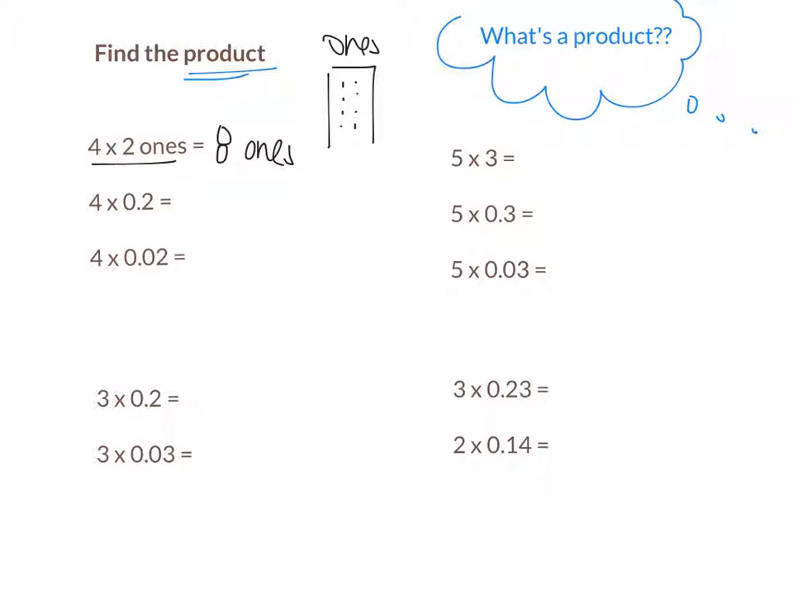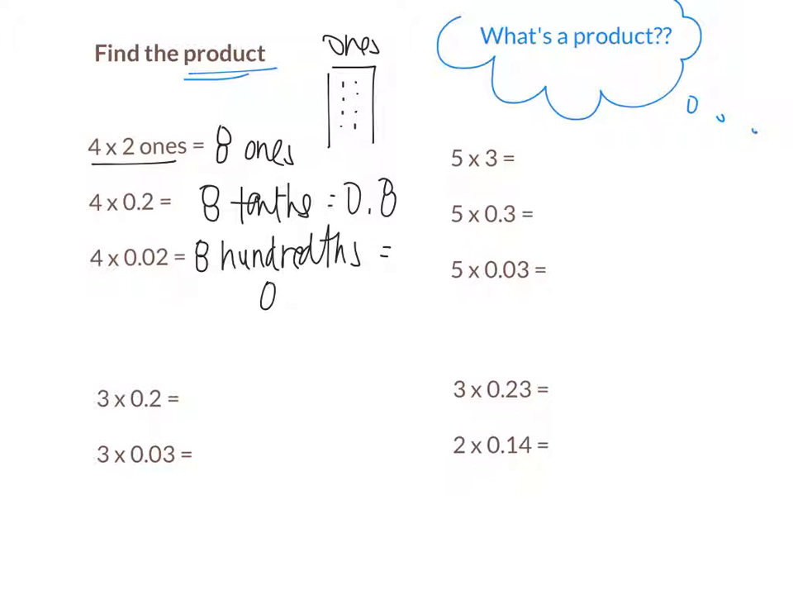Yeah. What if I had 4 copies of 2 tenths? What do I have then? 8 what? 8 tenths, which in standard form is 0.8, right? Yep. Now, if I have 4 copies of 2 hundredths, how many hundredths do I have? 8. So it's 8 hundredths, which in standard form is 0.08, right?